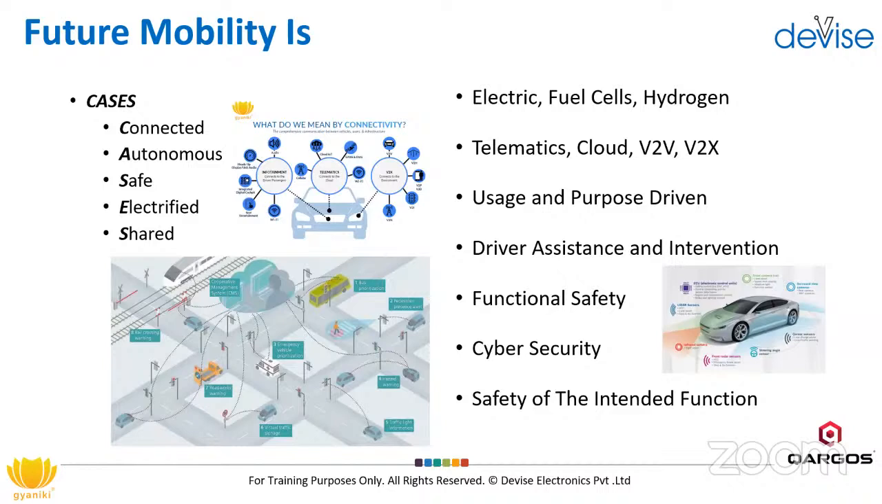That's slowly coming up. So just to sum it up, we are talking about connected mobility. You will be hearing connected mobility, connected cars, autonomous drive assist, then safety, electrified, as well as shared. You can hear it in different acronyms, like ACE. We will also use electric as the momentum now, fuel cells, hydrogen, which you are hearing for sure, telematics, cloud, the usage and purpose-driven driver assistance.